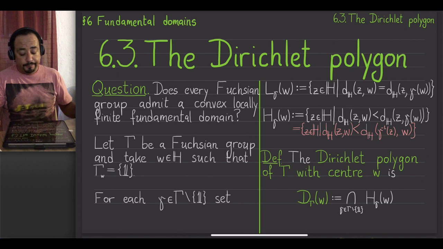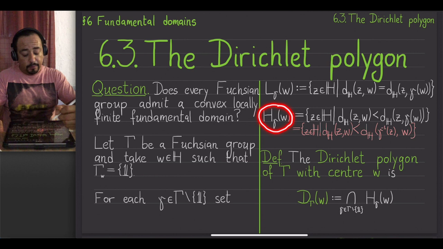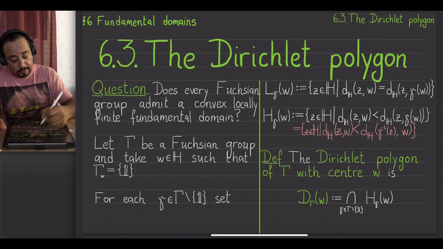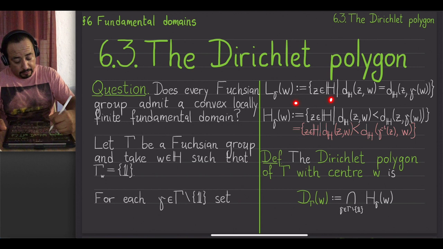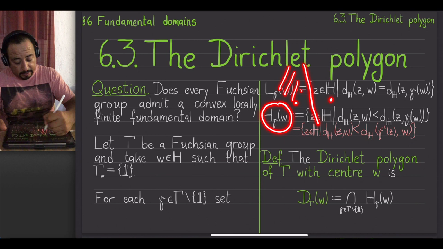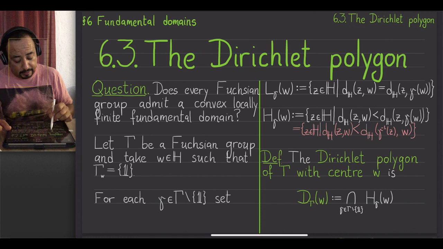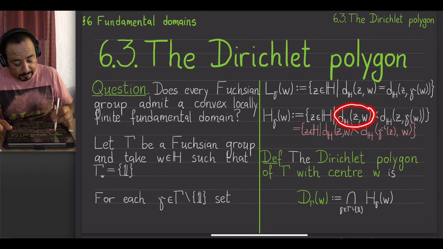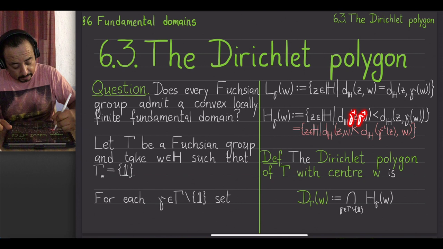Likewise, we denote by H_gamma(W) this open half plane. So you see, the situation is that you have W, you have gamma of W, you have L_gamma(W) somewhere, and then this H_gamma(W) is the open half hyperbolic plane that contains W. And here is an alternative description: this inequality is equivalent to this inequality by applying gamma inverse and by using the fact that this distance is equal to the distance between their images under any given element of the Fuchsian group.